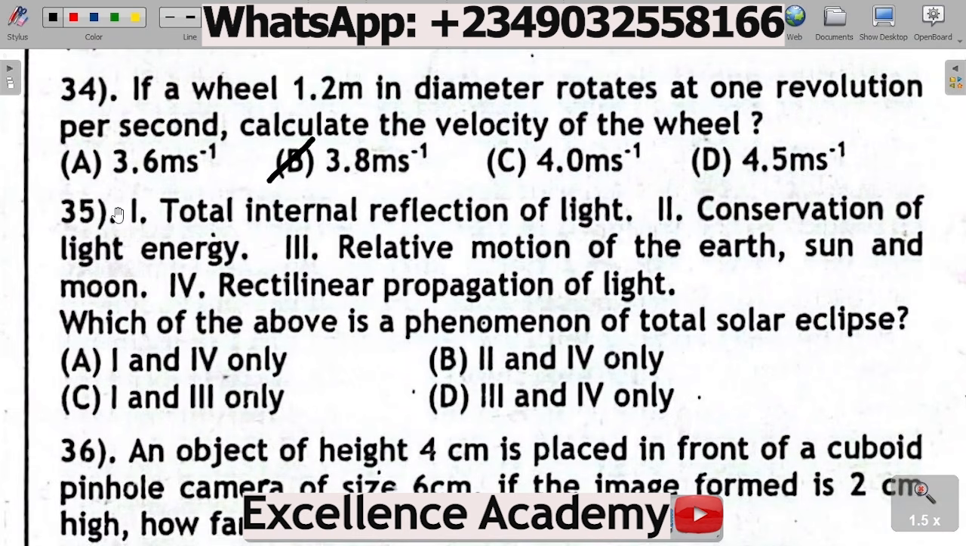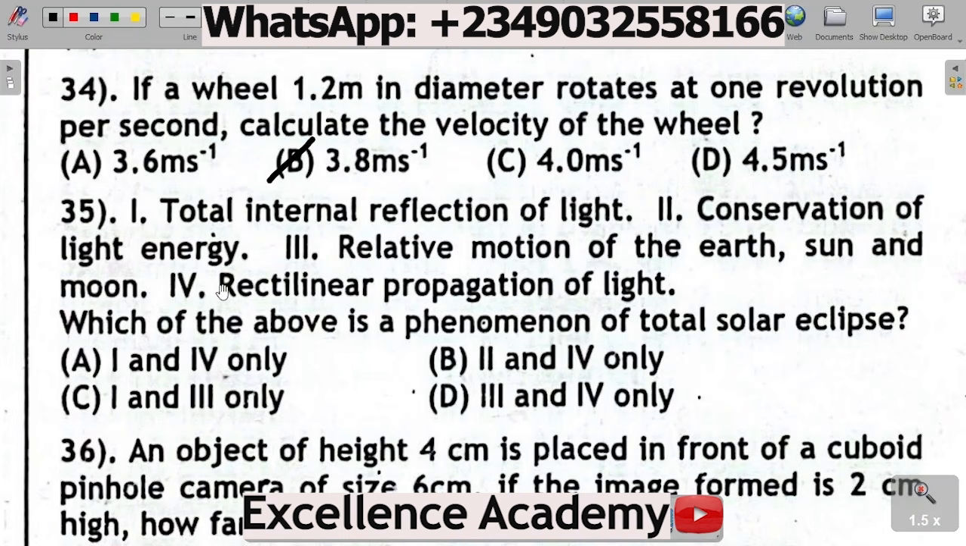35 says: I, total internal reflection of light; II, conservation of light energy; III, relative motion of the Earth, Sun, and Moon; IV, rectilinear propagation of light. Which of the above is a phenomenon of total solar eclipse? You have option A, option B, option C, and option D.